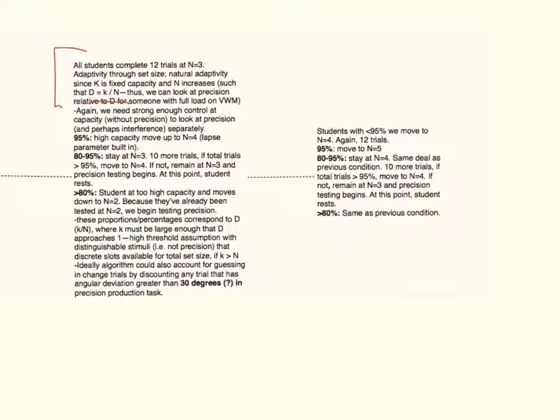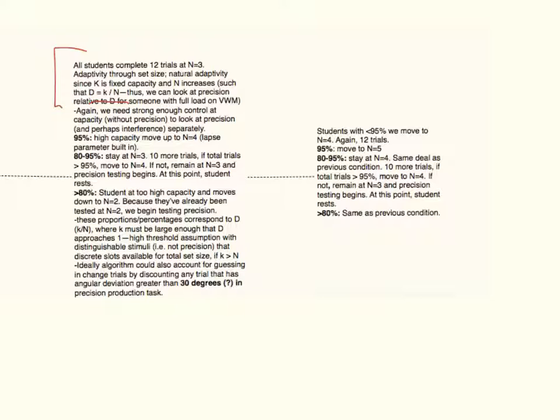All right, so how does this work? Well, we give them 10 trials. No, scratch that. We give them 12 trials. If they answer 12 trials with 95% accuracy, so that lapse parameter is built into that, they would move on to set size 4.